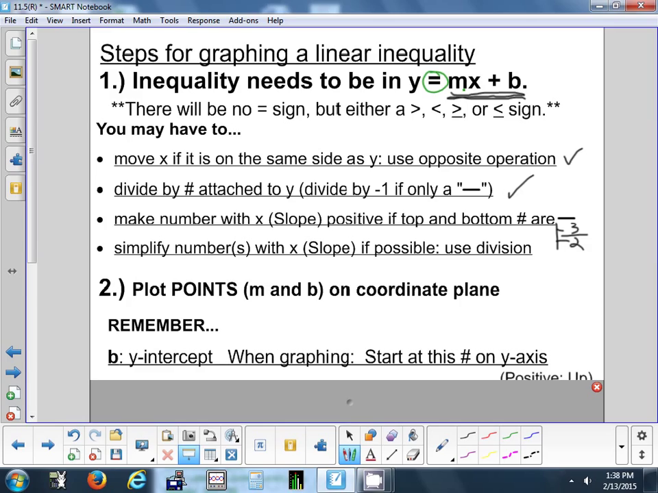So let's say you had something like this. If I wanted to graph that line, we got to draw that line in first. I'm going to put a dot 3 units up on the y-axis, just like this. That's my first step.